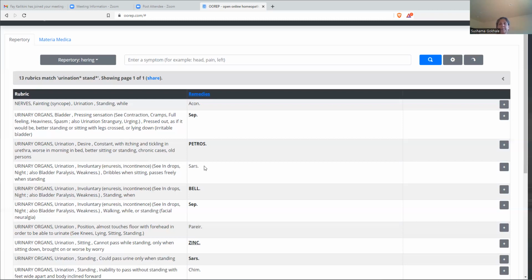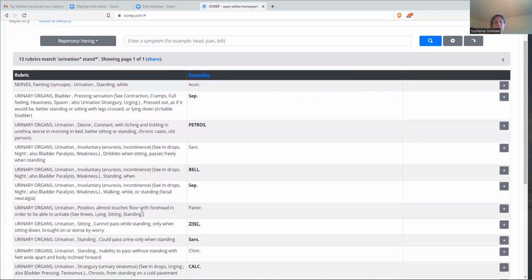Another good remedy is belladonna, urination involuntary when standing. But the belladonna is more nervous, more mind, more throbbing, red. Sarsaparilla is specifically related to kidney function. So it's a great remedy for that.